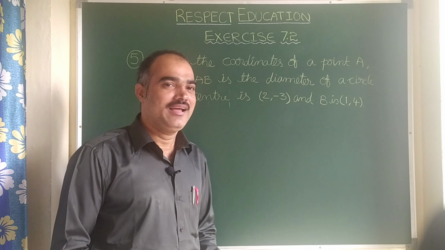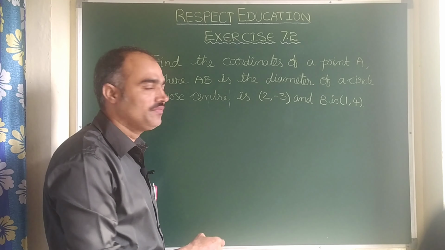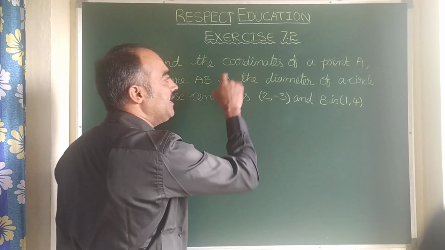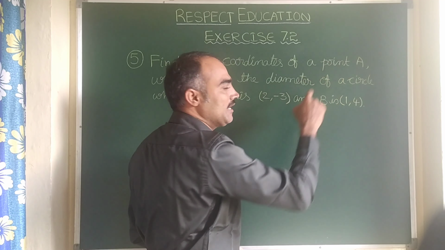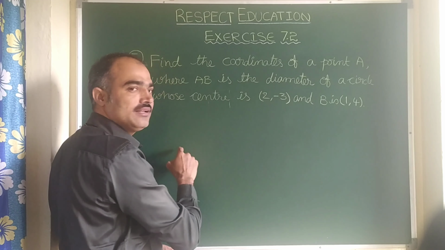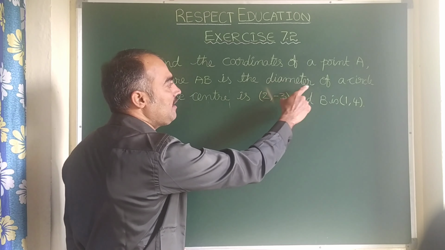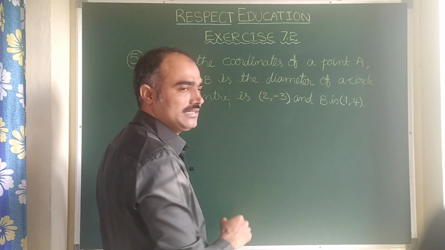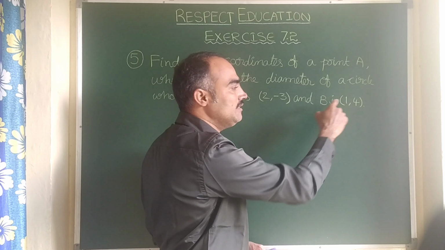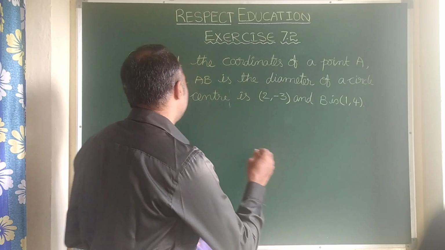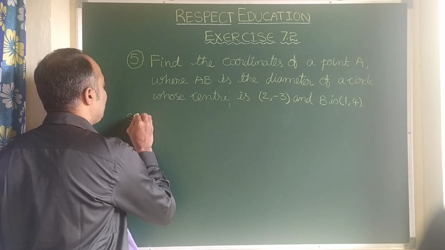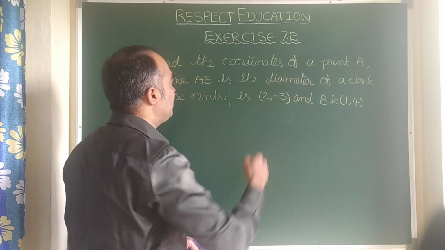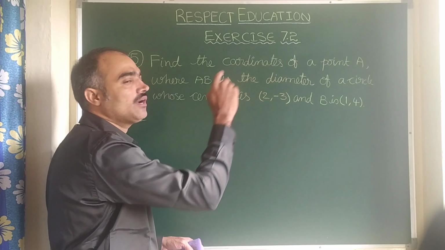Today we see exercise 7.2, question number 5. Find the coordinates of point A where AB is the diameter of a circle whose center is (2, -3) and B is (1, 4). So first let us understand the question. We need to find the coordinates of point A where AB is the diameter of a circle.